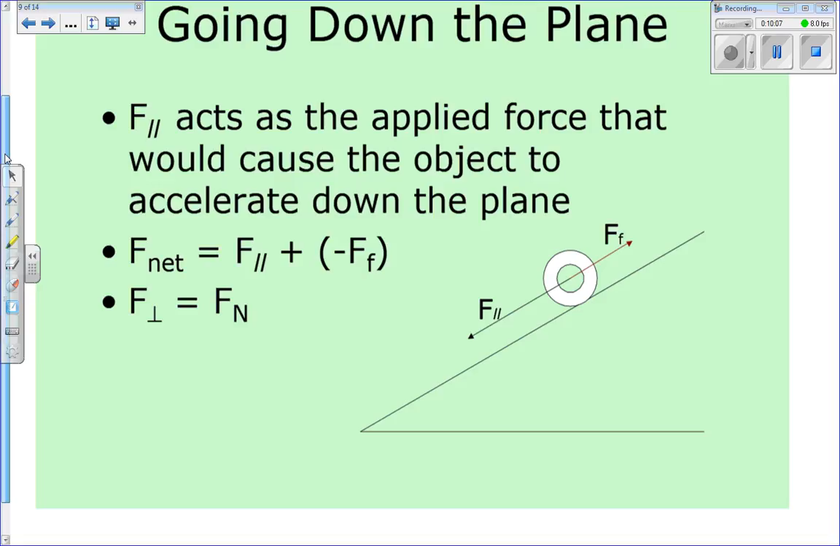And then there's still a force of friction acting up the plane because it opposes the motion of the object. So our net force would equal the parallel component of the weight, which is our applied force, plus the negative friction force. And again, the perpendicular component of the weight acts as the normal force. So if we know the coefficient of friction, we can calculate the normal force, or we can calculate the friction force by taking the coefficient of friction times the perpendicular component of the object's weight.